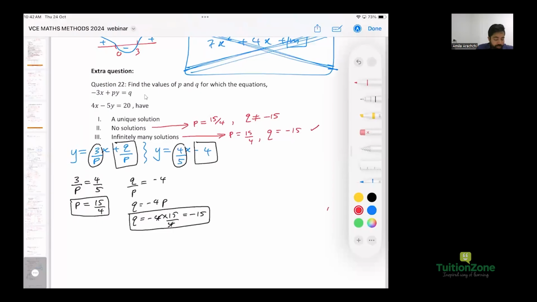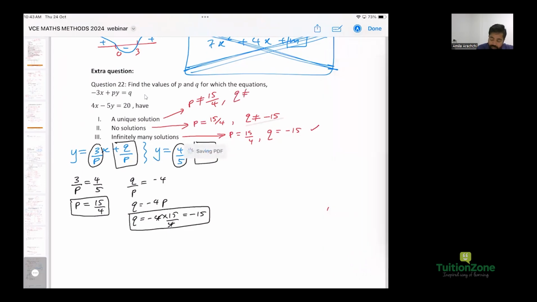How about unique solution? Anyone? Unique solution. So definitely P is not equal to 15 over 4. How about the Q? Q also not equal because Q can't be negative 15. Otherwise, you get the same value. I mean, Q, what do you think? Can Q be negative 15 by any chance? Double check, think.